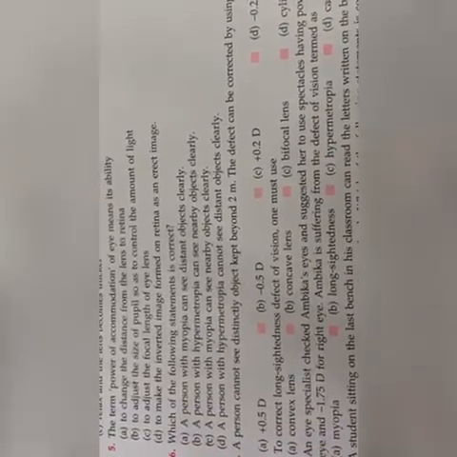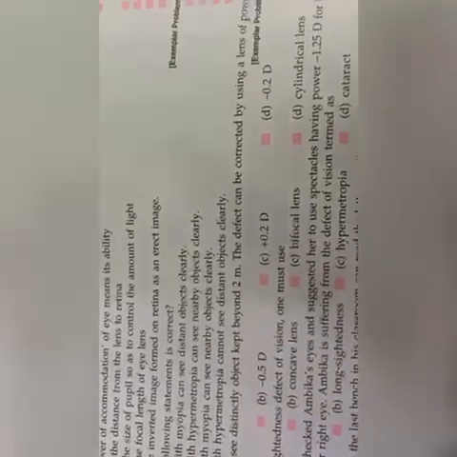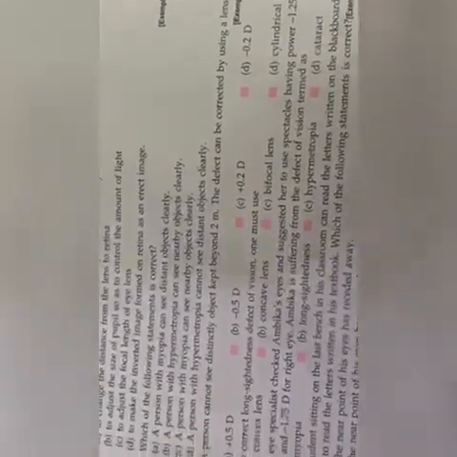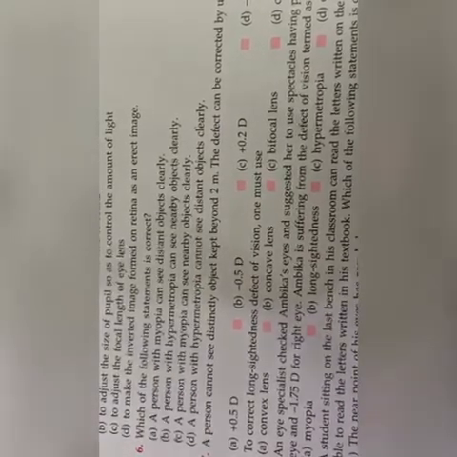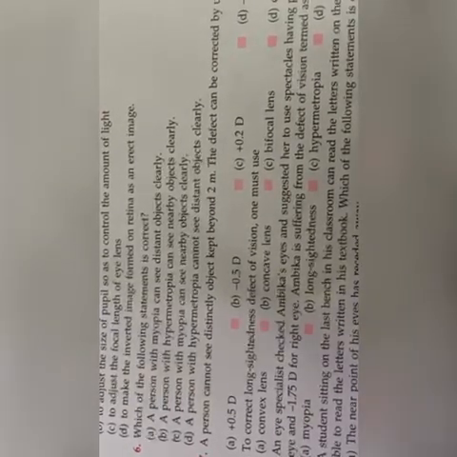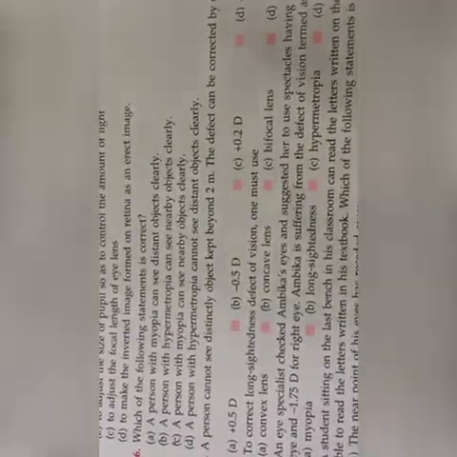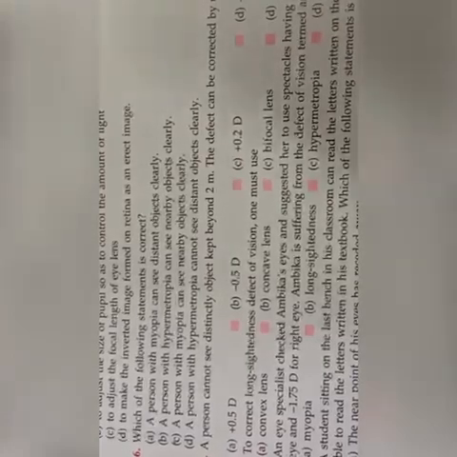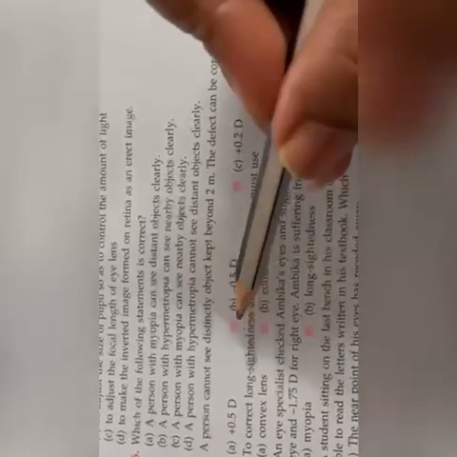Question number 7. A person cannot see distinctly objects kept beyond 2 meters, means kept at a distance of 2 meters. The defect can be corrected by using a lens of power. So which power of lens do we have to use? So 1/2 will be equal to 0.5. As it is beyond, means we cannot see the distant objects clearly, it is myopic, so it becomes minus 0.5 diopter. So answer B will be the correct one.